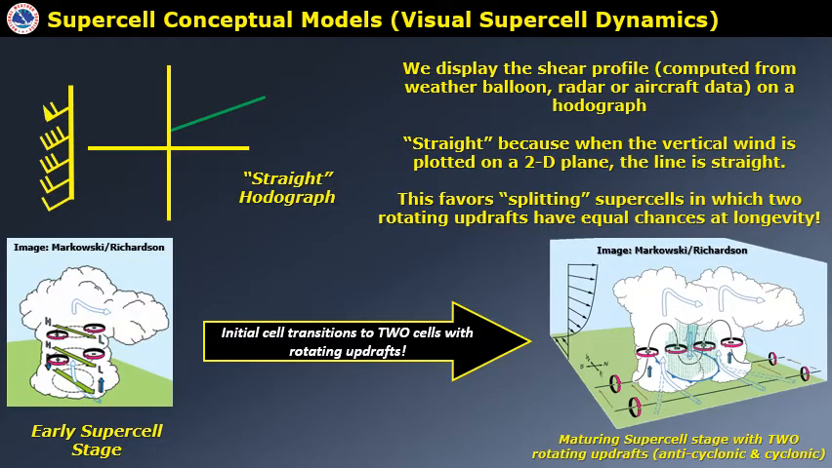And in a straight hodograph environment where we have splitting supercells, one storm cell will rotate anticyclonically or clockwise, while the other storm cell will rotate cyclonically or counterclockwise. More importantly, in a straight hodograph environment, both of these counter-rotating updrafts, the storms themselves, will split and have an equal chance of persisting after their split.